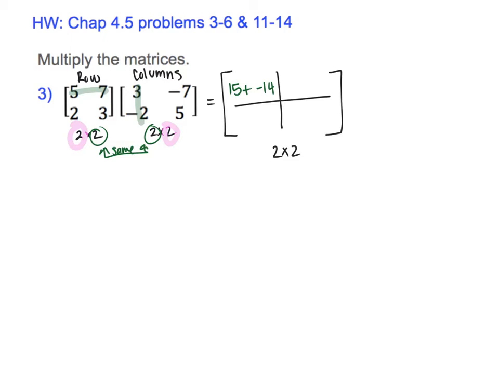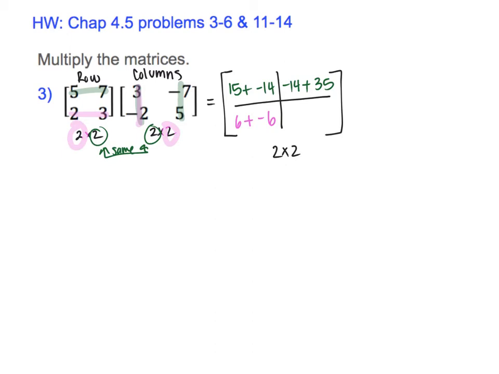Next, I'm going to multiply the second column to get the number that goes in the second column in the top. So 5 times -7 gives me -14, plus 7 times 5 gives me 35. And then the bottom here, I have 2, 3 times 3, -2. So when you multiply, this is the second row. So you're in the second row, first column. So this goes in this box. So 2 times 3 is 6, plus -2 times 3 gives me -6.